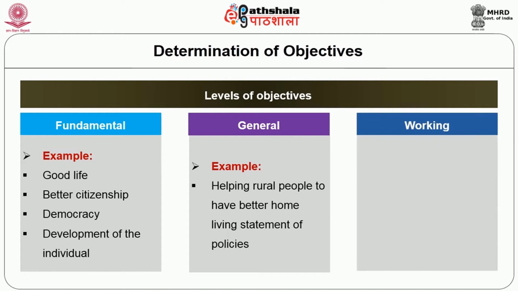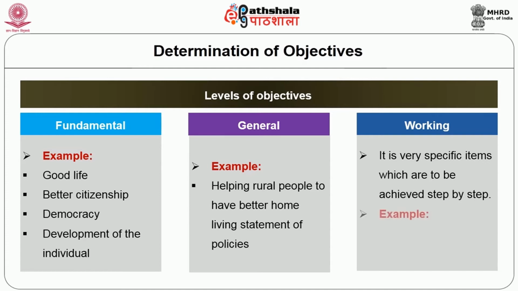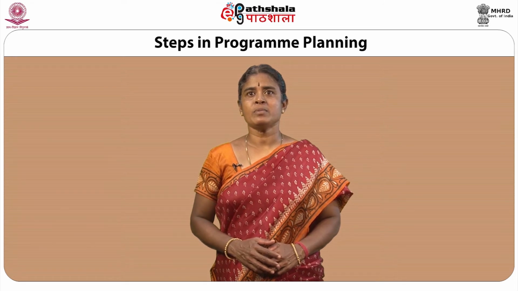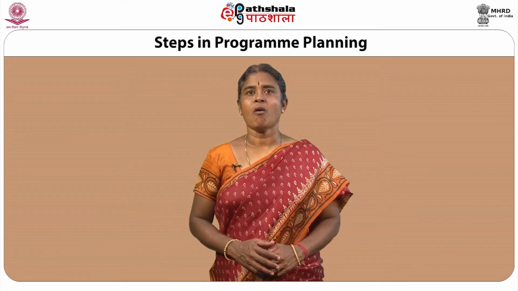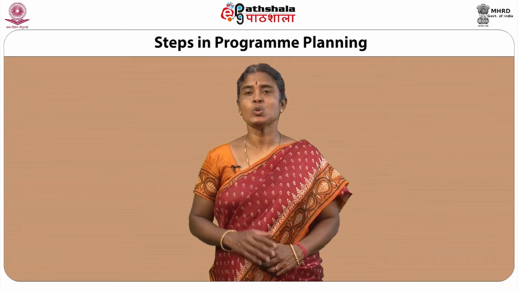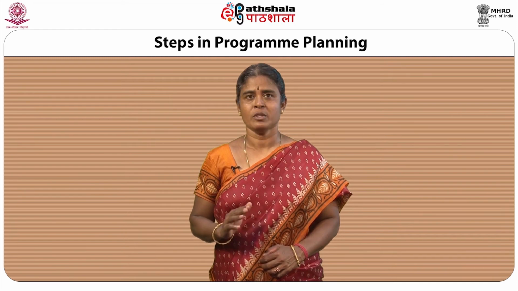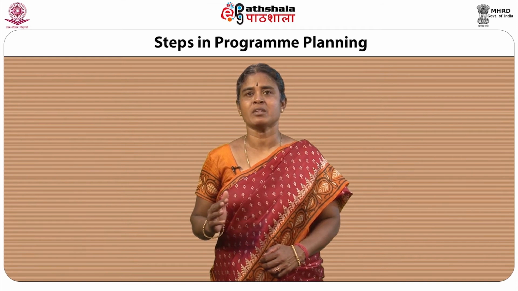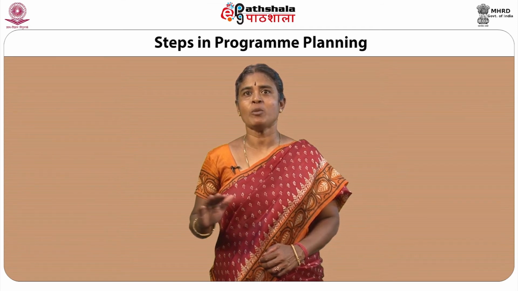Next one is working objectives. They are very specific items which are to be achieved step by step. Example, increasing income, production, etc. Next thing is how you can select the problem and give the priorities. Selecting the problems and determining priorities. All problems cannot be tackled simultaneously even though solutions are known for them. Yes or no? In real life, you and I have experienced the same thing. So all the problems cannot be solved immediately, simultaneously.